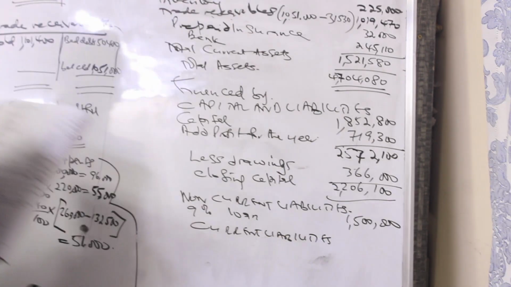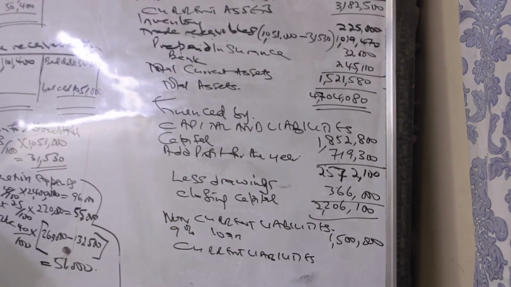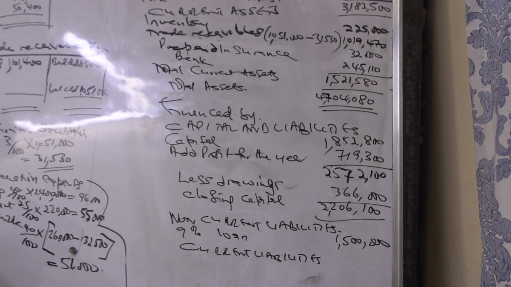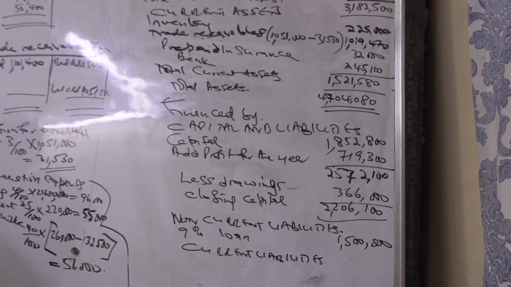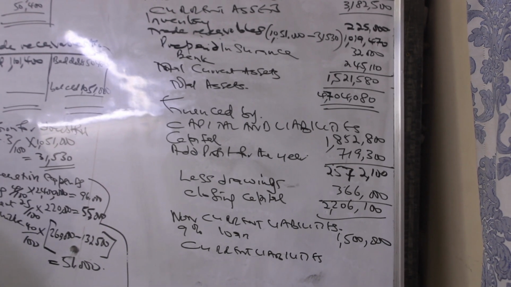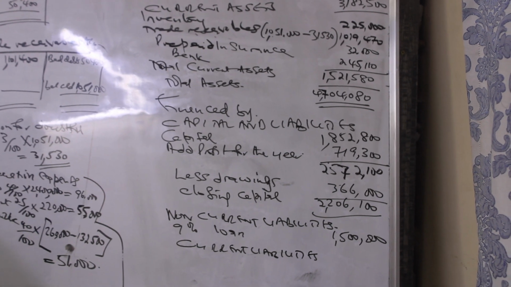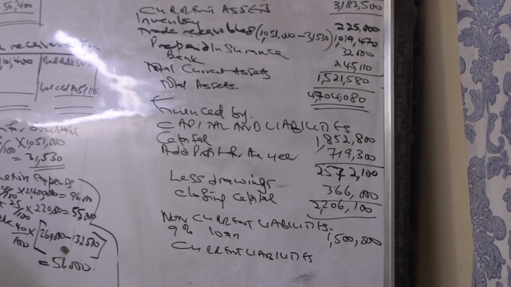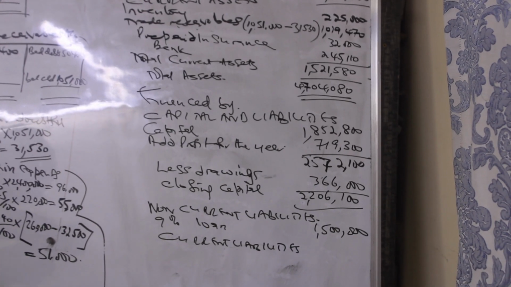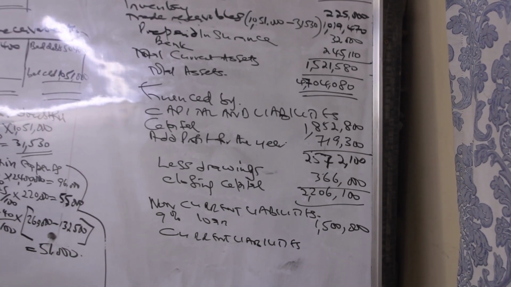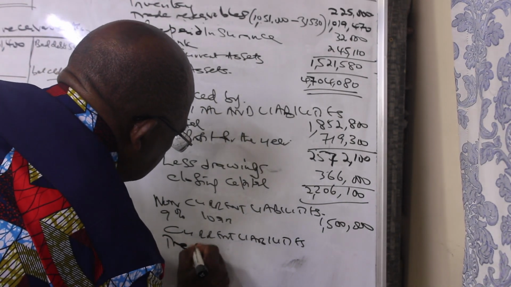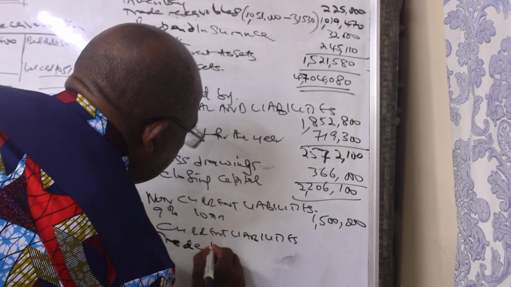Always starting with bank overdraft. We don't have a bank overdraft. Then we have accounts payable. Do we have accounts payables? Yes, it is there. It is trade payables amounting to 762,880. Trade payables.